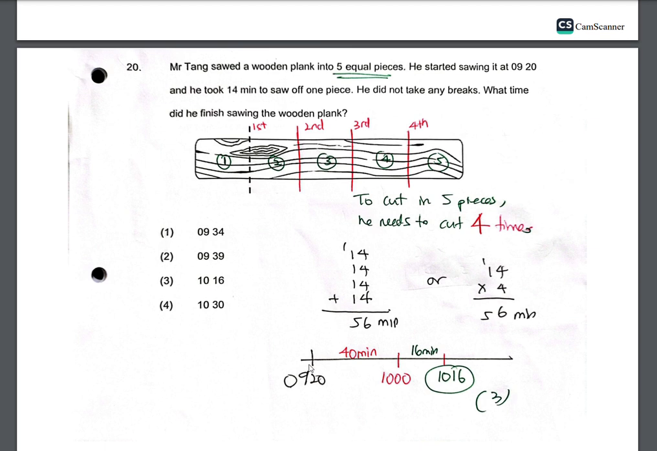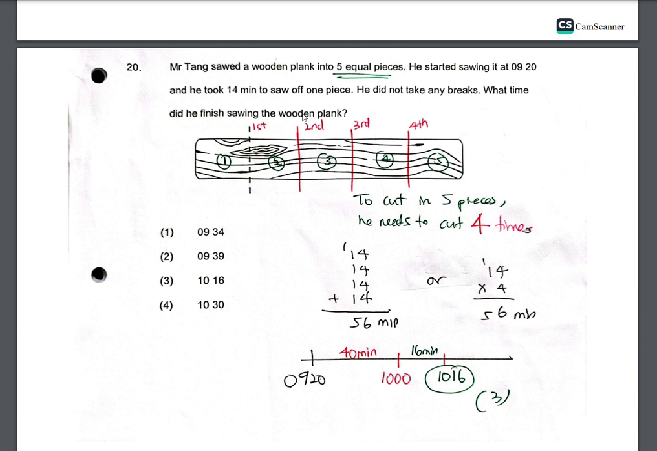Last question. Mr. Tang sawed a wooden plank into 5 equal pieces. He started sawing it at 9:20. It took 14 minutes to saw off one piece. A common mistake will be using 14 times 5 to get 70. And then you add and you get to 9:20, and then you get 10:30 as your answer. That's wrong. Remember, to cut 5 pieces, you must cut 4 times.